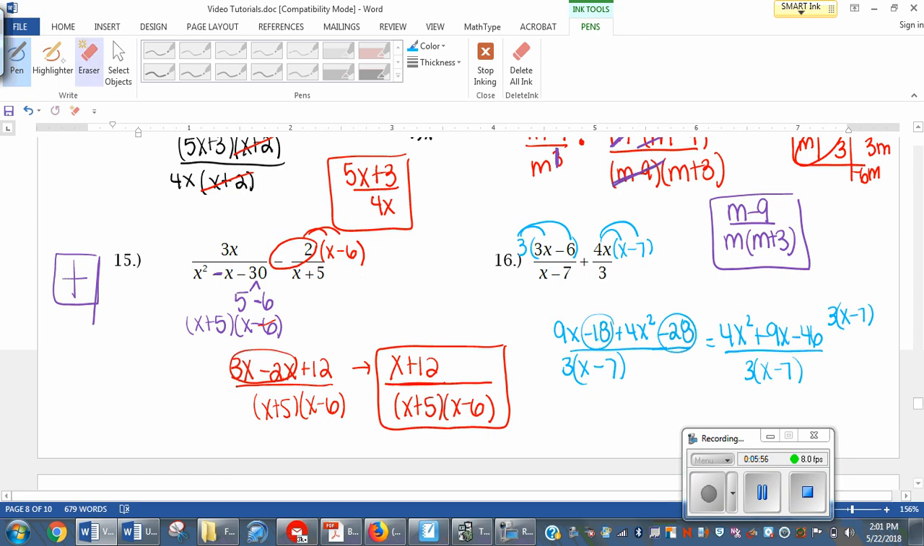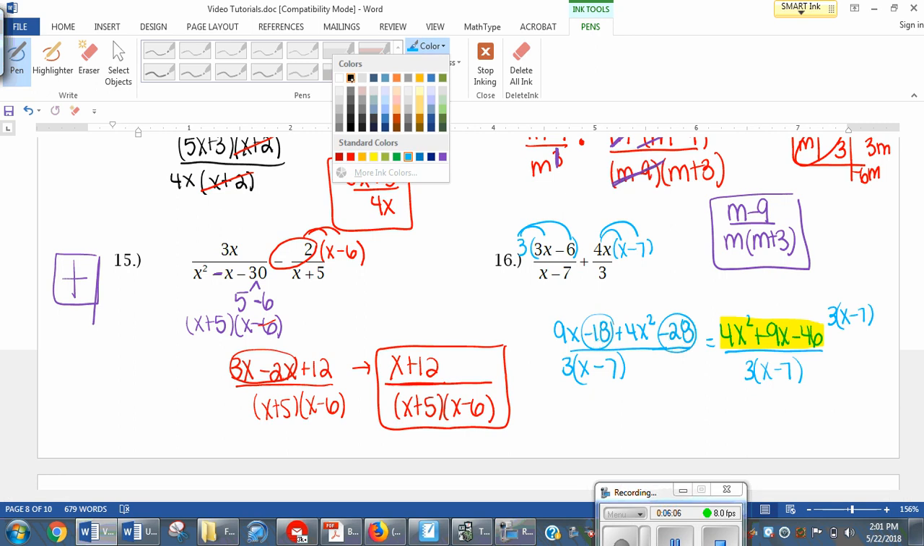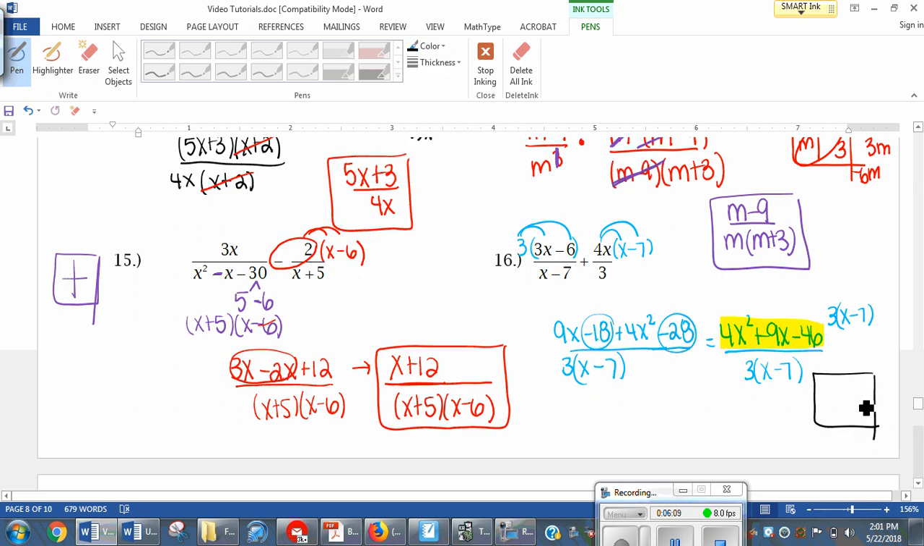Now if possible, you still want to try to factor this, if you can. And I don't think this one is going to work. Even if you are able to factor the top, it's not going to reduce. There's no GCF of 3, so it can't cancel with the 3. And 7 is not a factor of 46, so even if you can factor it, it won't reduce with the bottom at all.